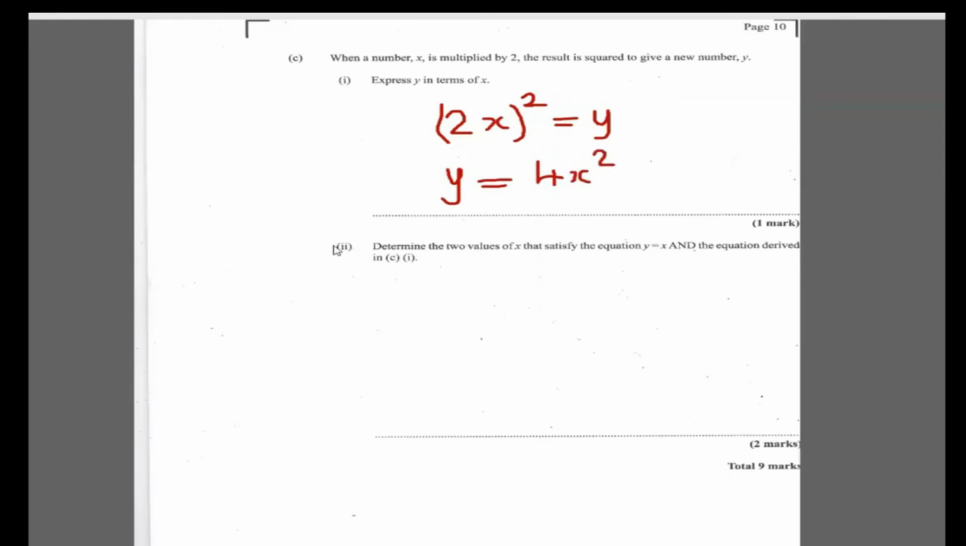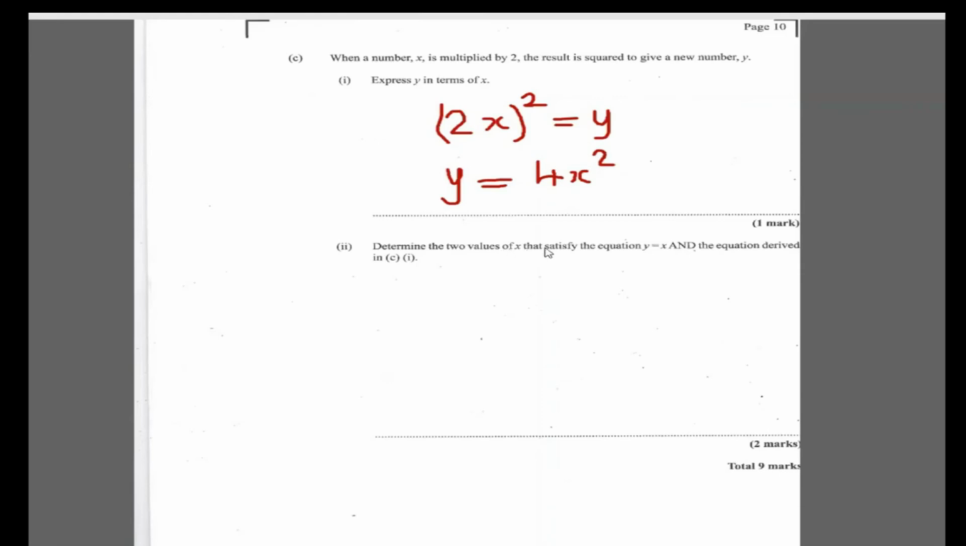Now it says determine the two values of x that satisfy the equation y equals x and the equation we derived in part 1. Now again, many persons might wonder, how did we derive this equation in part 1? It says x is multiplied by 2. See it there? 2 times x. Then the result, meaning the new number 2 times x, is squared to give a new number y. Now 2x all squared means 2x times 2x. 2x times 2x is 4x squared.